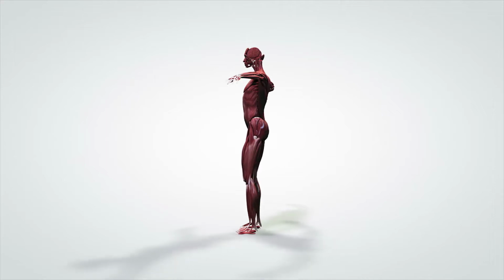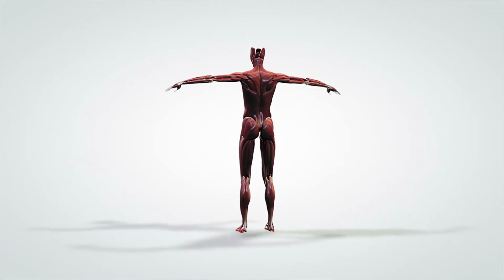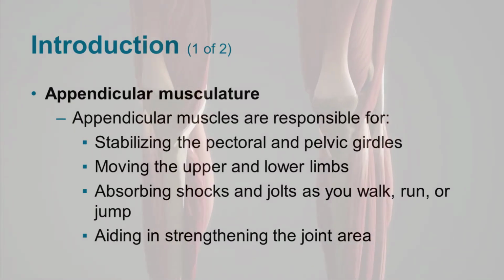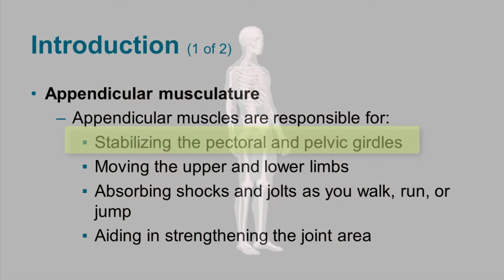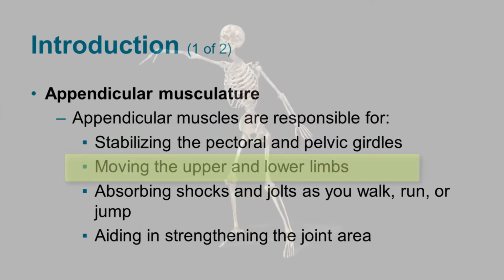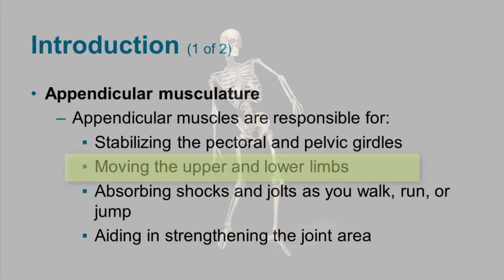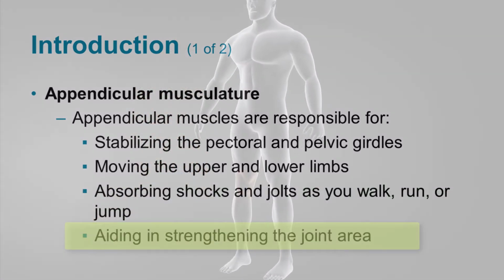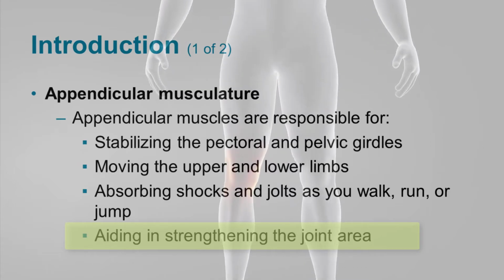The appendicular musculature of the muscular system. The appendicular muscles are responsible for stabilizing the pectoral and pelvic girdles, moving the upper and lower limbs, absorbing shocks and jolts as you walk, run, or jump, and aiding in strengthening the joint area.